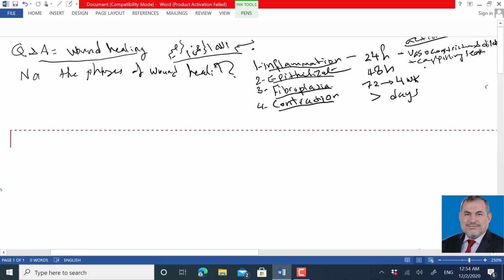Epithelialization: the epithelium covers the wound. This is the epithelial phase. In the fibroplasia phase, fibroblasts and accumulation of collagen, elastin, reticulin. So the action here is by the fibroblasts. Fibroplasia increases fibroblasts and gives us collagen, elastin, reticulin.